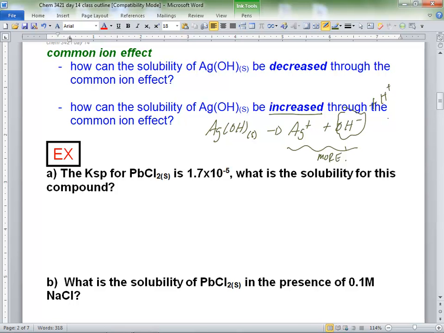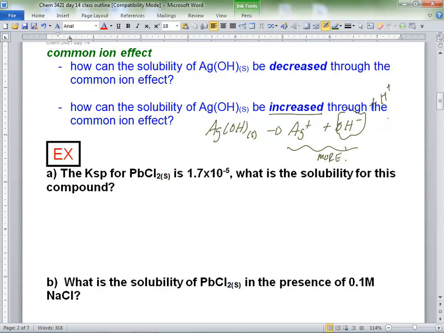Solubility of silver hydroxide. It wouldn't be a very straightforward mathematical problem, but Le Chatelier's principle says, hey, you're going to have more product that way, and we're interested in the silver, right?